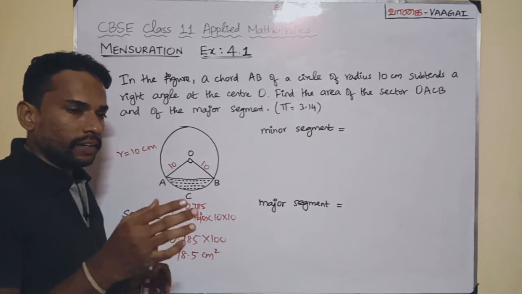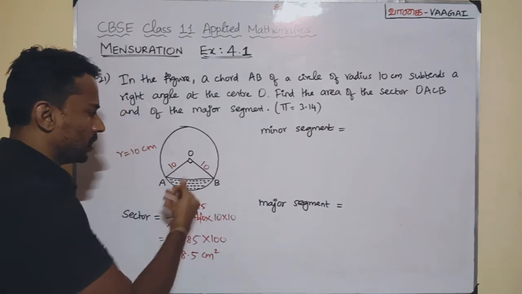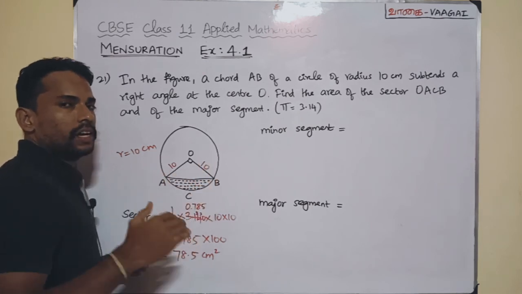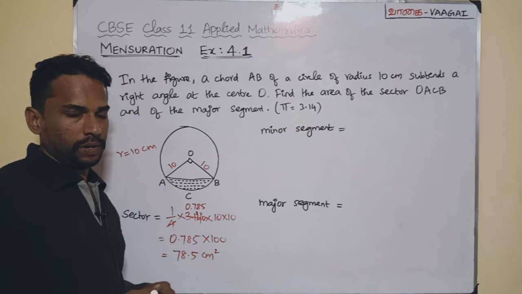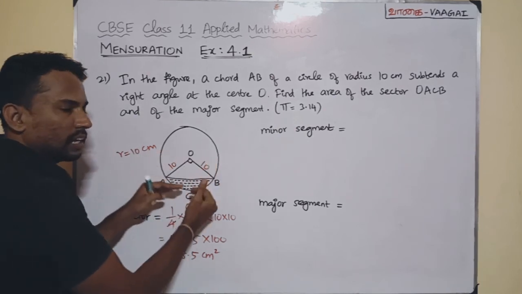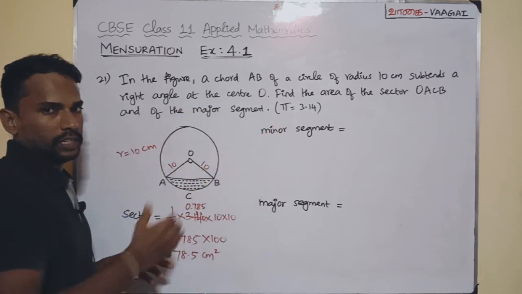Correct? That is what you call the minor segment. Understand? The portion that is below the triangle but inside the circle or the sector is what you call the minor segment. And whatever portion inside the circle which you see above that minor segment is what is called the major segment.